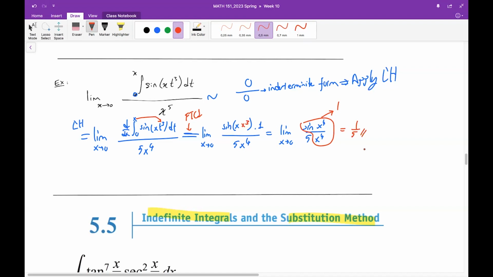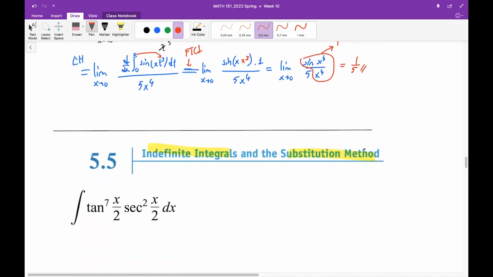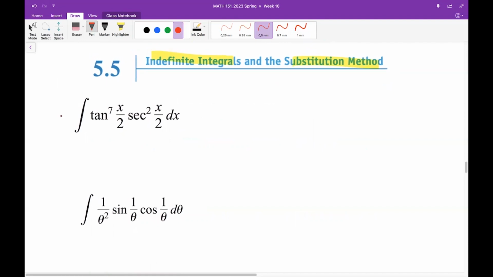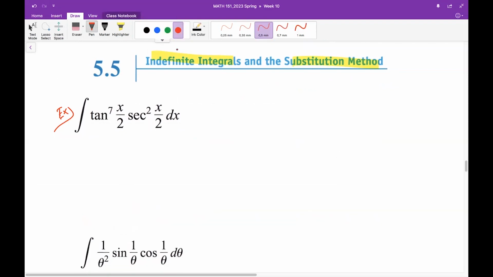Any questions about this example? Okay, next. This is section 5.5. We will cover indefinite integrals and the substitution method in this section. So let's start with the first one. We will be applying the substitution technique.